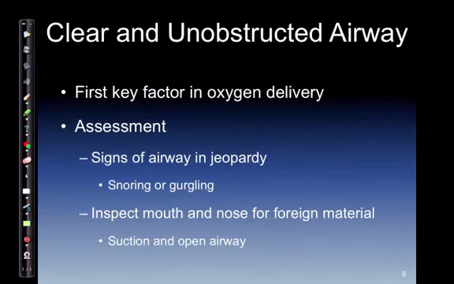Clear and unobstructed airway. The first key factor in oxygen delivery is assessment. The signs the airway is in jeopardy: if they're snoring or gurgling, the airway is either partially obstructed from some foreign material or is obstructed by extra airway tissues, like in the case of anaphylaxis. Inspect the mouth and nose for foreign materials. Suction and open the airway.